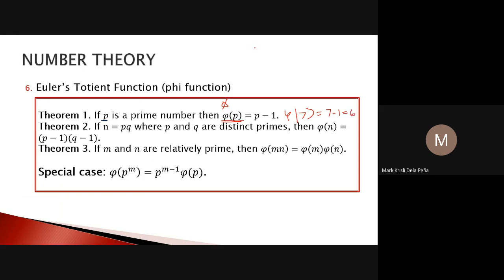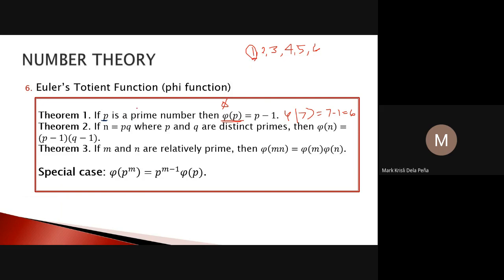So what are the numbers less than 7? You have 1, 2, 3, 4, 5, and 6. We will include 1. In all the counts, 1 is included as relatively prime to a number. So we have 2 does not divide 7, 3 does not divide 7, 4 does not divide 7, 5 does not divide 7, and 6 does not divide 7. So again, 1 is a special case.